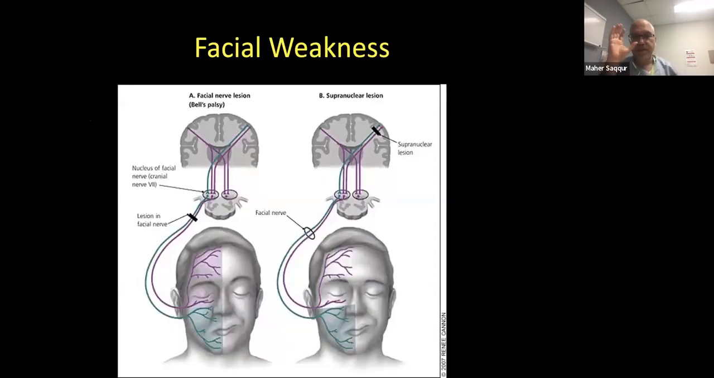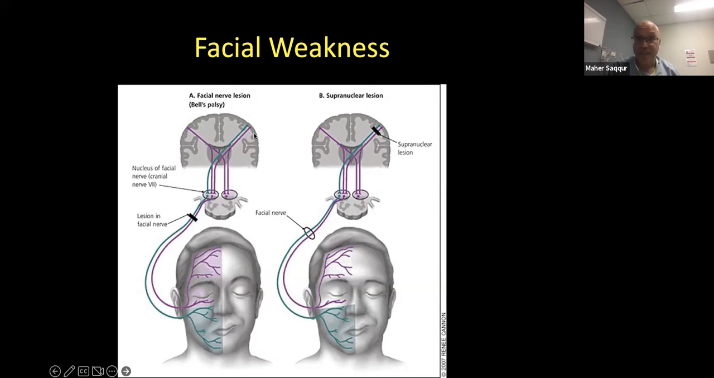So the facial muscles, as you remember, and this is the anatomy, the upper part, the lower part. The upper part of the face is bilaterally innervated, whereas the lower part of the face is the other way. The orbicularis oculi muscles are this part, and the frontal part is bilaterally innervated.